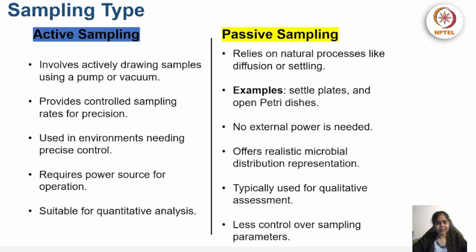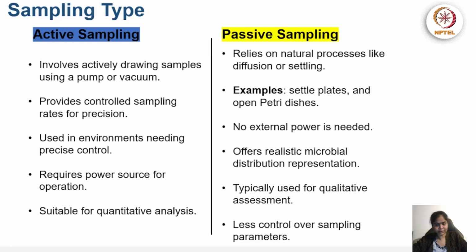You can use settle plates and/or open petri dishes. We can keep them in a desirable place where we want to do sampling. We can leave them for a longer period, and then take the settled particles and do the analysis. We don't need any external power for this particular sampling.